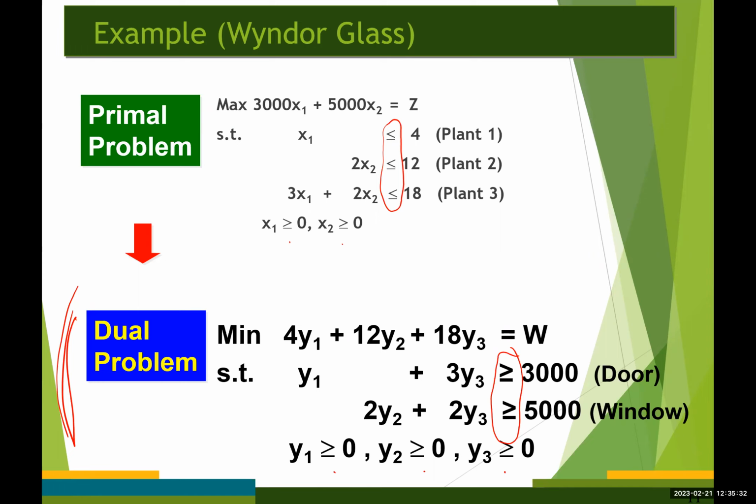Okay, so the dual of the window glass problem is like this. The first dual constraint is associated with the first primal variable, which is door. So X1 is the number of doors produced.